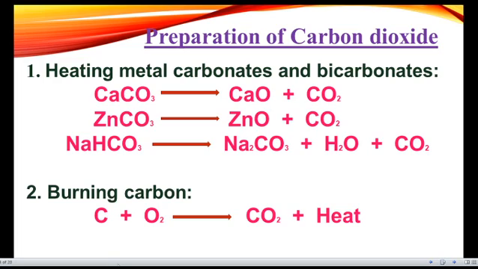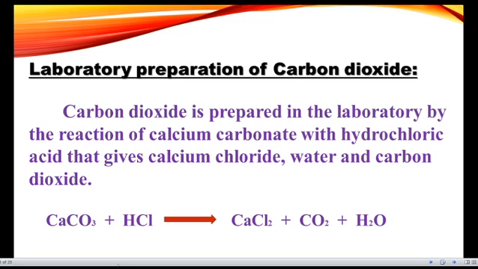And the second way is burning carbon. Carbon burns in the presence of oxygen and produces carbon dioxide. It is a burning process, therefore it liberates heat. So in these two ways we can prepare carbon dioxide. Now let us see the laboratory preparation of carbon dioxide. How is carbon dioxide prepared in the laboratory? By the reaction of calcium carbonate with hydrochloric acid. If we add hydrochloric acid to calcium carbonate, it produces calcium chloride, carbon dioxide and water. So this is how carbon dioxide is prepared in the laboratory.